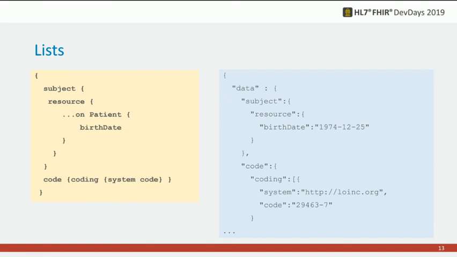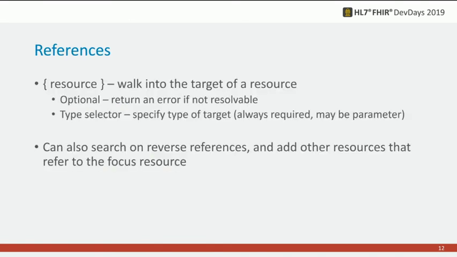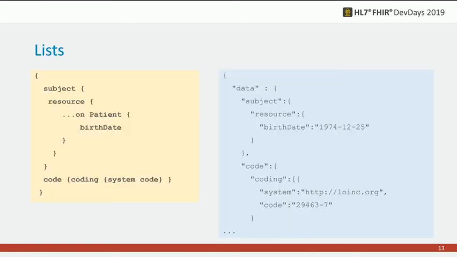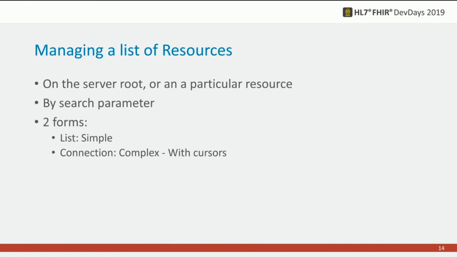So that's how you walk across the joins to the resources, and you can just keep doing that. And you can actually go backwards. You can search on reverse references, so you can walk backwards through the graph. So you'll be doing it with a list of resources here. I want to have a list of resources. Either I'm going to query the root of the server, so I'm just interested in everything, or I'm interested in all the resources that refer to this, but the language is the same.